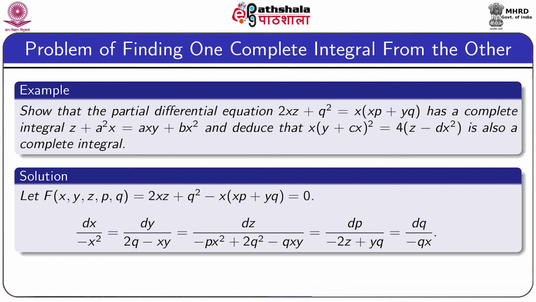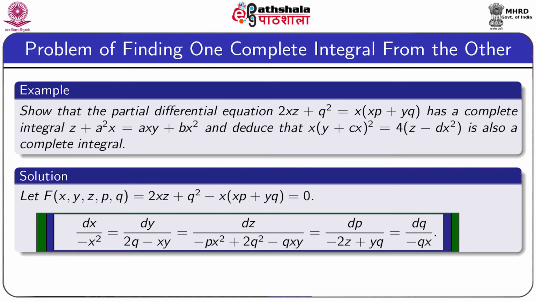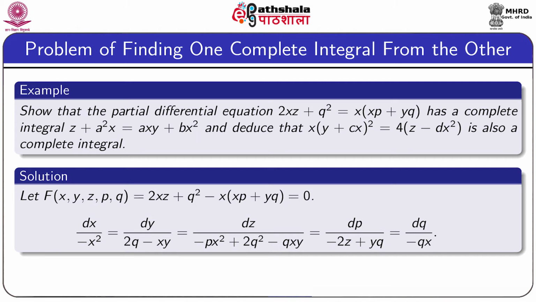Now I shall discuss the solution. The given equation can be written in the form capital F equals 2xz plus q square minus x into (xp plus yq) equals 0. Now the corresponding Charpit equations are dx by minus x square equals dy by (2q minus xy) equals dz by (minus px square plus 2q square minus qxy) equals dp by (minus 2z plus yq) equals dq by minus qx.